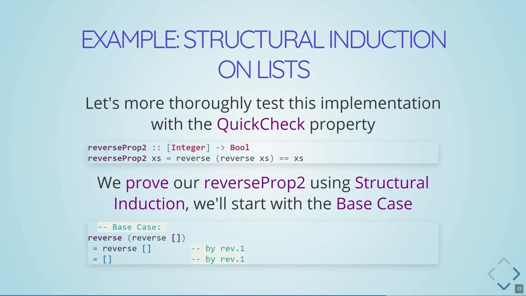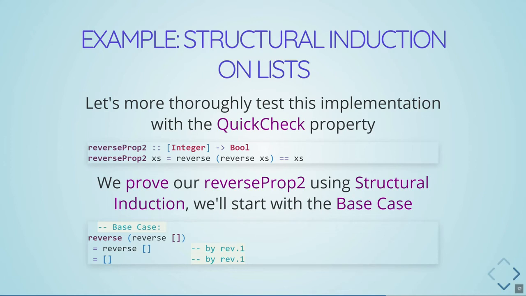Now, what if we wanted a better property to test reverse? An even better property would be that the reverse of the reverse of a list is just that same list. So if you reverse a list twice in a row, we get the same list back. To prove this, we're going to have to use structural induction. This one isn't going to be as straightforward as the last one.